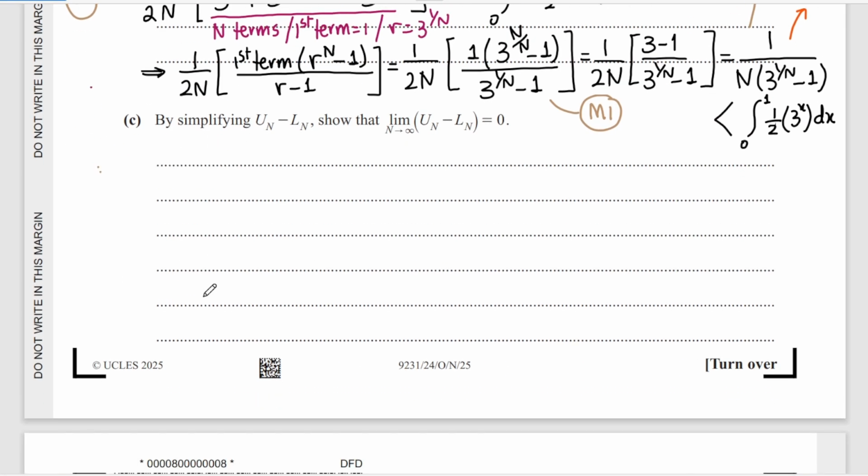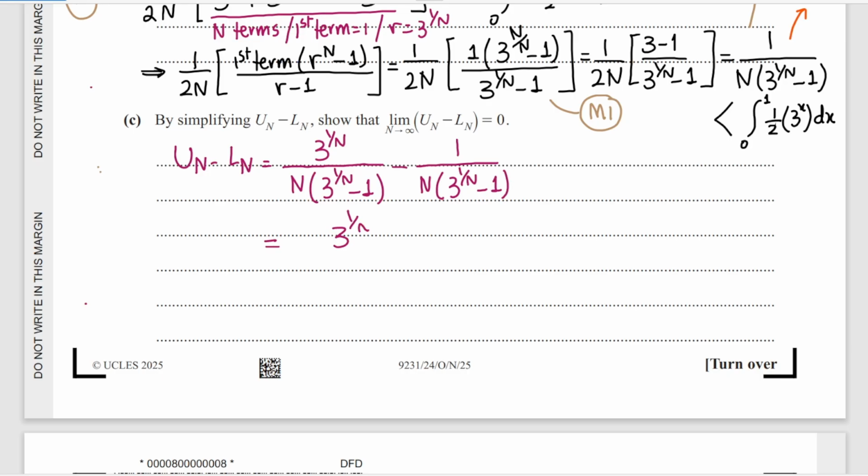In part C, we need to show that the limit as n goes to infinity of the upper bound minus the lower bound is equal to 0. I'll start by simplifying Un minus Ln, and this is equal to 3^(1/n) into (3^(1/n) minus 1). This is my upper bound. And the lower bound is 1 over n into (3^(1/n) minus 1).